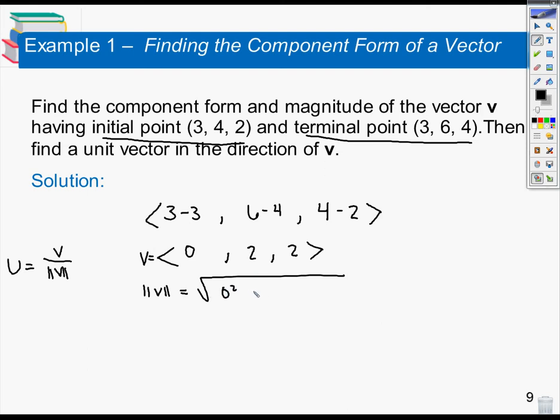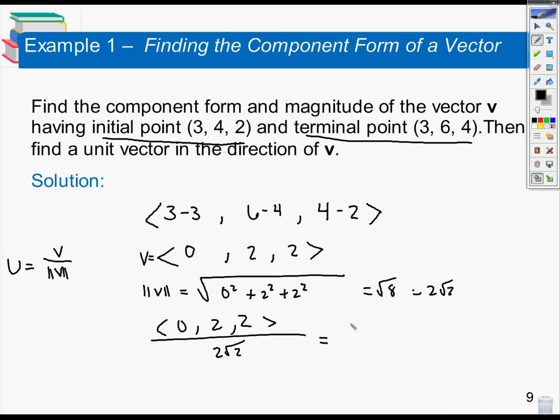So 0 squared plus 2 squared plus 2 squared, right? So all of that together is going to be the square root of 8, which I can simplify to 2 square roots of 2. And so that is my magnitude. So if I want the unit vector, what I have to do is take 0, 2, 2 as a vector and put that over 2 square roots of 2, which means each of the components of that vector are divided by 2 square roots of 2.